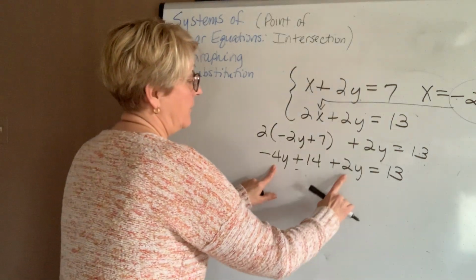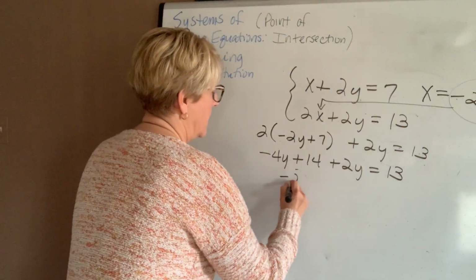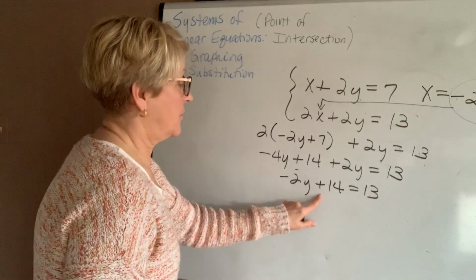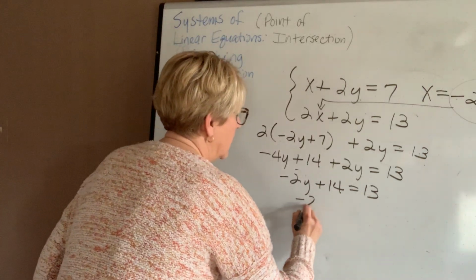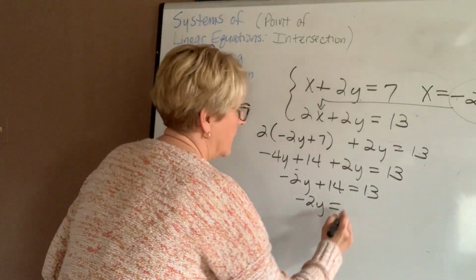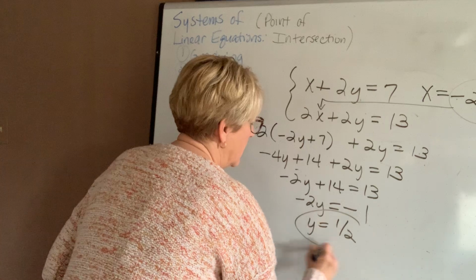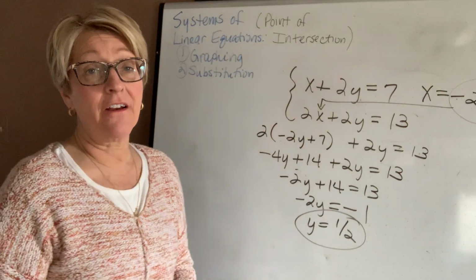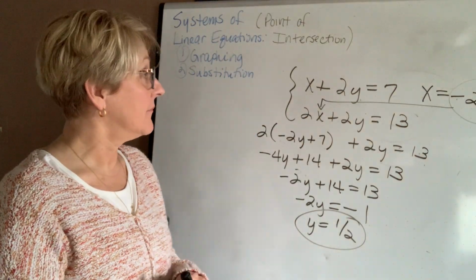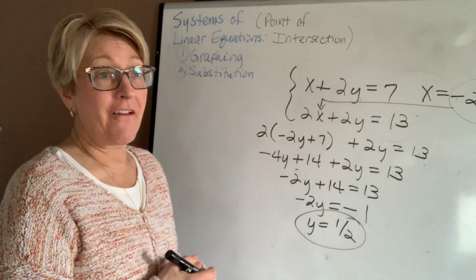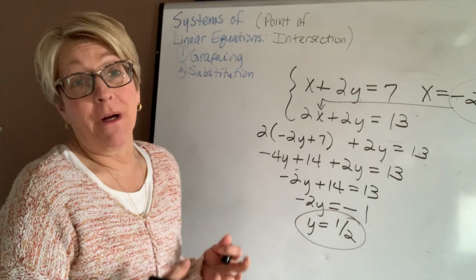Combine negative 4y plus 2y. Subtract 14. Divide by negative 2. All right, so we have a fraction. But it's kind of an easier fraction. At least it's not 13 over 31.